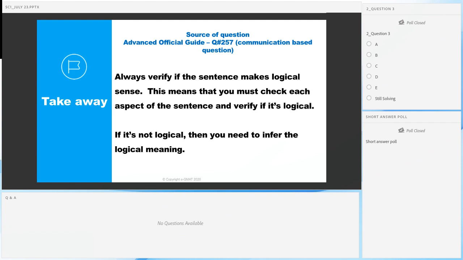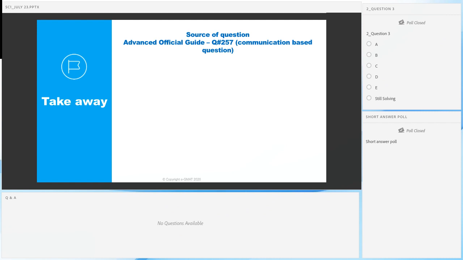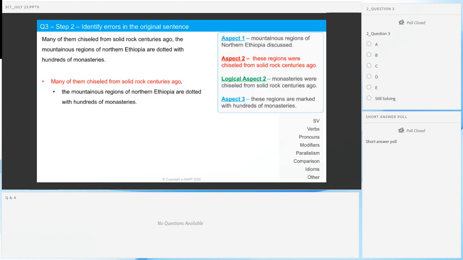because grammatically, there is nothing wrong in the sentence. It's just the placement of that opening piece of information at the wrong place that totally mangles the meaning of the sentence. For your information, another OG advanced question, as I said, it's one of my favorite OG advanced questions, totally meaning based.